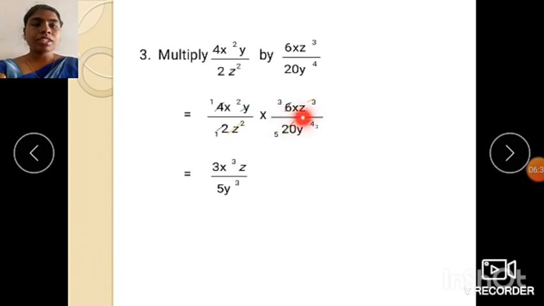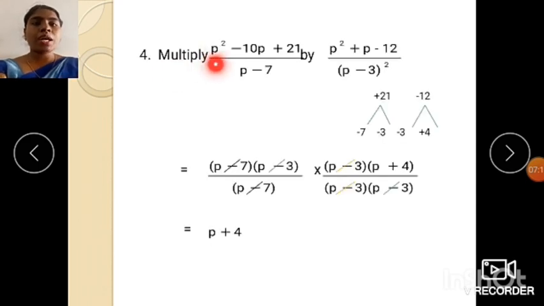Next, z cube. In the numerator I have z cube, whereas in the denominator I have z square. Since z cube has the greatest power, when I cancel z square from z cube, the result will be z. So the final result is 3x cube. Here I have one x and here I have x square, so x into x square is x cube. So 3x cube z by 5y cube.